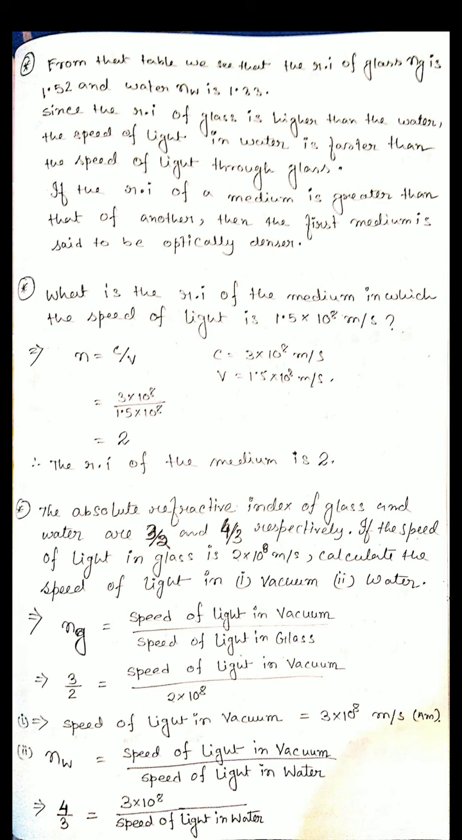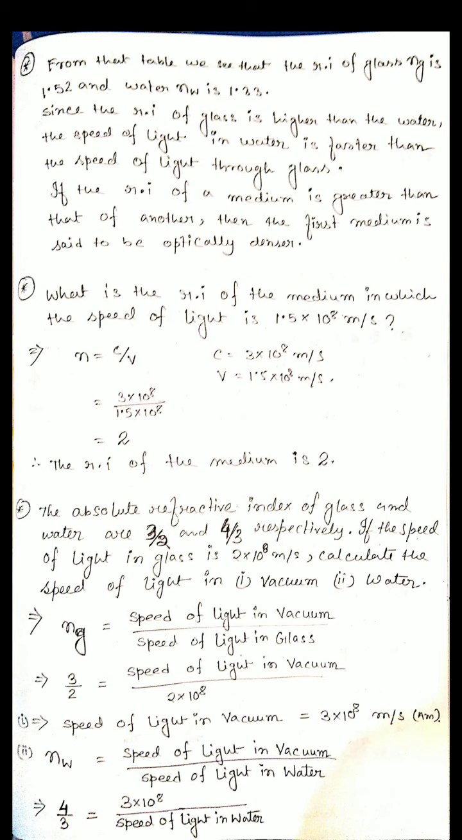Okay. We can define the refractive index in many ways. Here we studied only one way, that is in terms of velocity. We can also define the refractive index in terms of real depth, apparent depth, and in terms of wavelength, but in your syllabus only velocity is there, that's why we studied only the velocity.